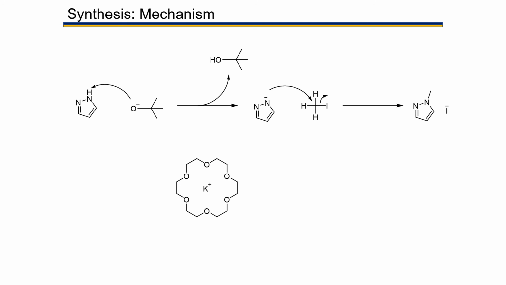It is important to have an educated guess as to what is going to happen in the reaction vessel. Here, terbutoxide plucks a proton off pyrazole, giving pyrazole a negative charge and generating terbutanol. The deprotonated pyrazole then acts as a nucleophile and attacks iodomethane, displacing the iodide and affording the desired N-methylated pyrazole. Notice that 18 crown 6 ether sequesters the potassium ion. This likely increases the nucleophilicity of the pyrazole anion by keeping the positively charged potassium from interfering during nucleophilic attack.